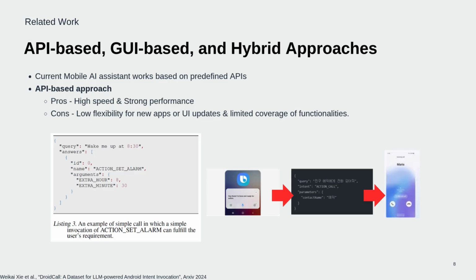The left figure illustrates one good example. The data consists of the query and the corresponding API and parameter names. The right side of the figure shows one simple workflow in the API-based approach. When you ask something of the AI assistant, the LLM will generate the whole intent. Then the mobile device will execute based on the generated intent.